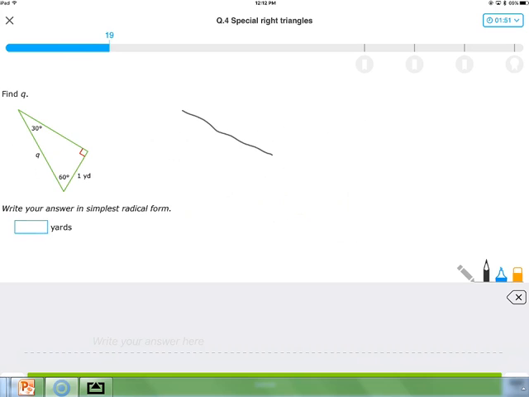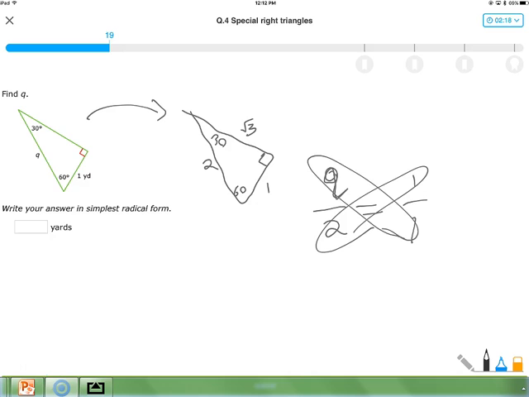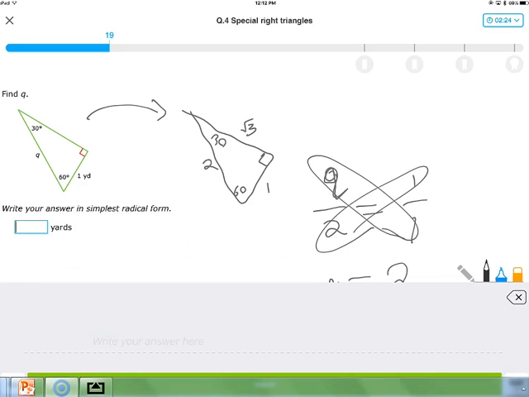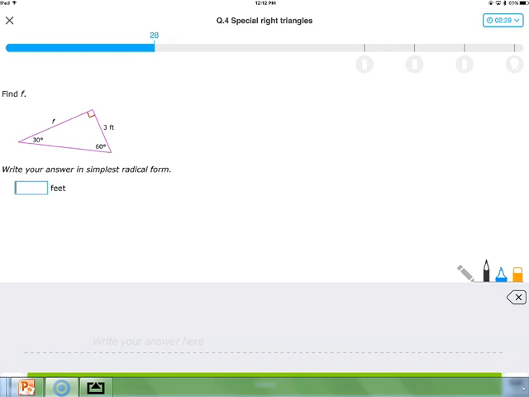Okay, we got a 30, 60, 90 here. So let's go 30, 60, 90. We got a across from our small, across from our medium, across from our big. So in this direction, we get q is to 2 as 1 is to 1. So cross multiplying, we get 1q, or just q, is equal to 1 times 2. Perfect. We'll just do a few more here.